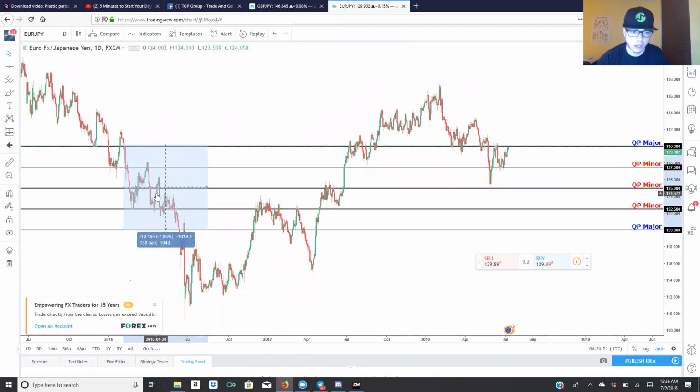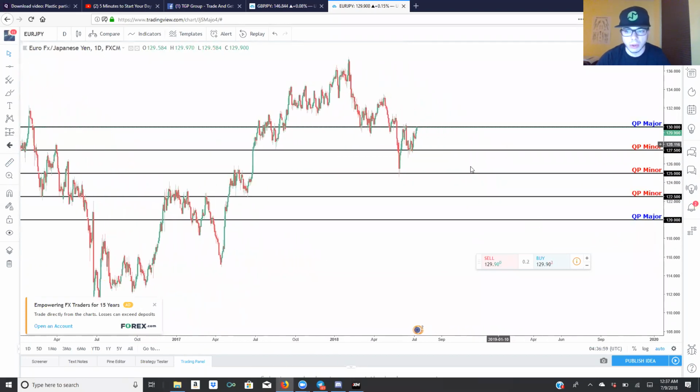Okay, this is a day chart, so you would have been in this trade for probably like 3 or 4 weeks. Okay, you don't have to hold it that long, but this is a way to show you how you can catch 250 pips, get out, wait for a retest, get in again, wait for a retest, get in again.